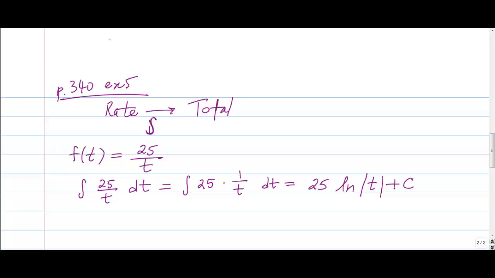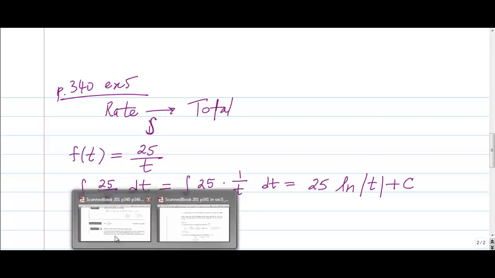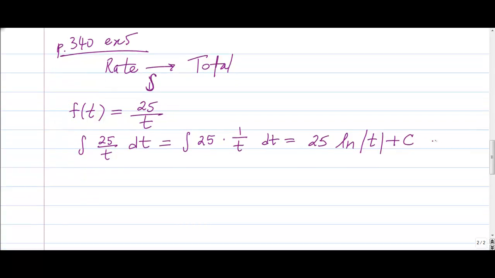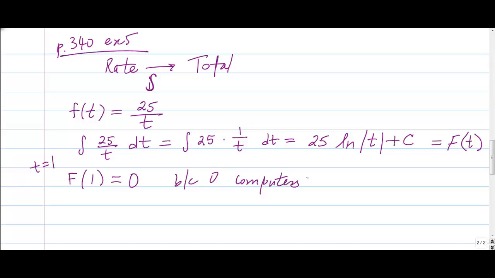Now we have to use the information they give us, because we need to solve for that C. They say t equals 1 corresponds to the beginning of the sale. So let me call this capital F of t. At the beginning of the sale, how many computers would have been sold? 0, right? So that means F of 1 equals 0, because 0 computers sold. So now I can do 25 natural log of 1, that's capital F of 1, plus C equals 0. Natural log of 1 is 0, so this part equals 0. Then when I solve this, I get C equals 0.